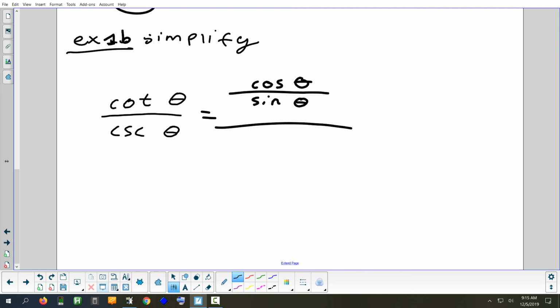You might be looking at that and saying, well, now we just made it worse. We only had one thing in the top, now we have two. It's going to get worse before it gets better. Kind of how things usually go. So, cosine over sine. And now cosecant. How can I rewrite cosecant? Yep. 1 over sine.